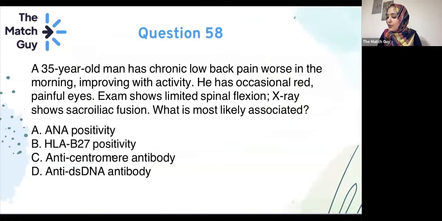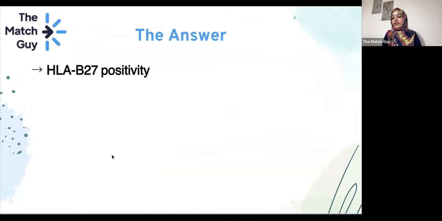Okay, let's take a look. So we have someone who has chronic low back pain, worse in the morning, improves with activity. He's a man, 35. Occasional red, painful eyes, limited spinal flexion, and X-ray shows sacroiliac fusions. Very good. So this is B27. Those people, do you think they benefit from methotrexate, for instance? People who have ankylosing spondylitis. No, they don't usually benefit from it.